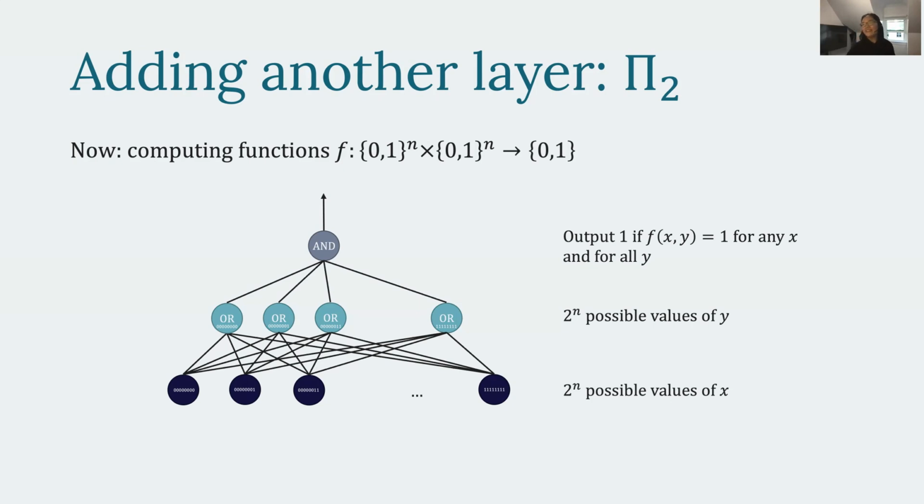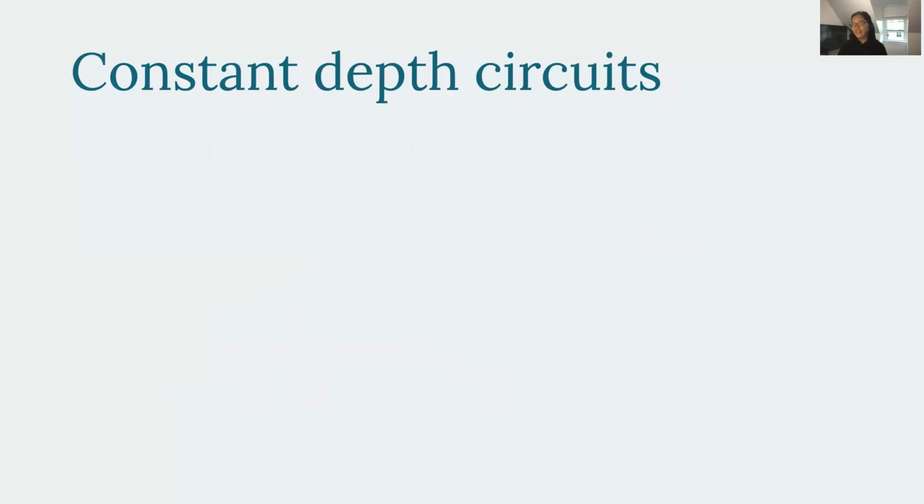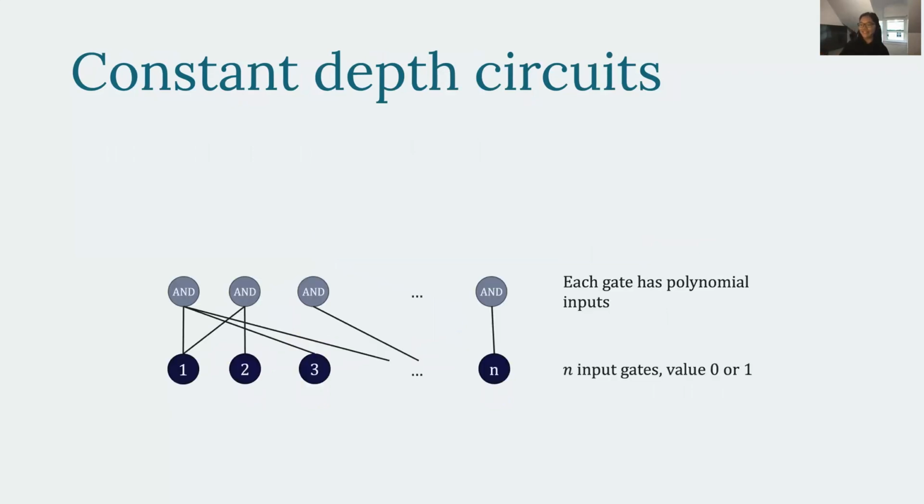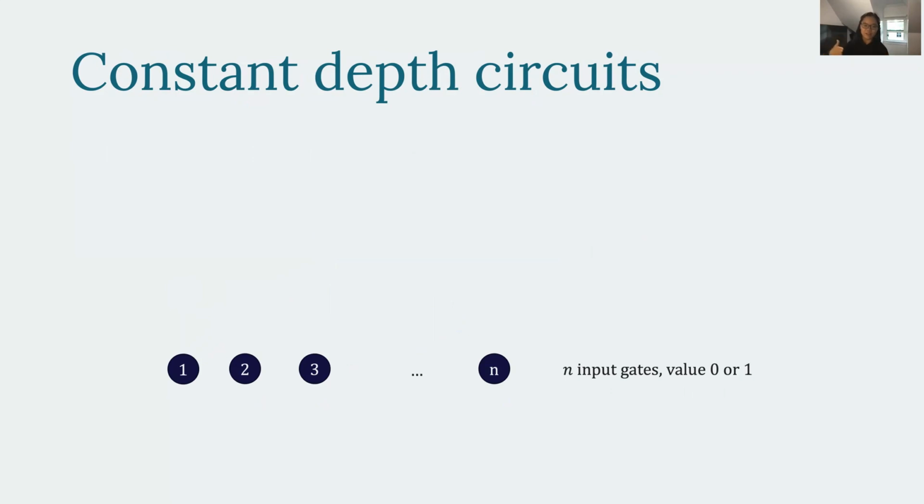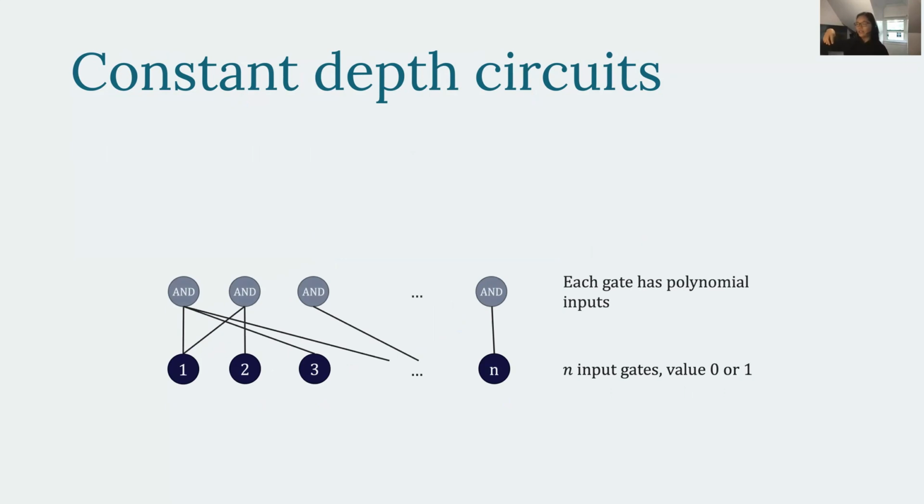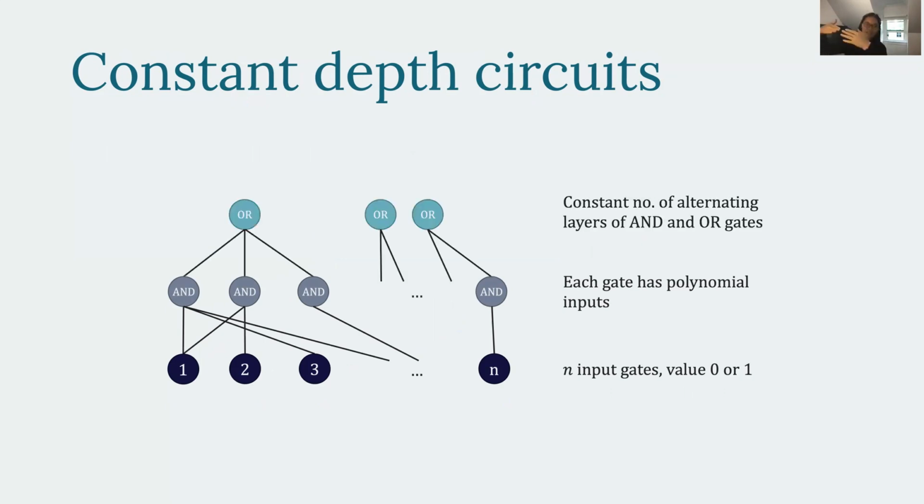And then when you keep going with a constant number of layers like this, this is basically the definition of the polynomial hierarchy. In some regards, this is exactly the same thing as a constant depth circuit, where I have n input gates which are valued 0 or 1, and then after that I can have some AND gates where each gate has a polynomial number of inputs, and then it feeds into another layer of OR gates where each gate has a polynomial number of inputs.